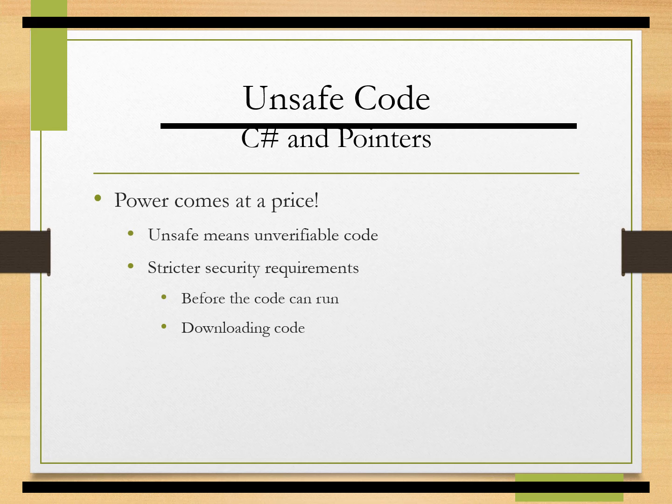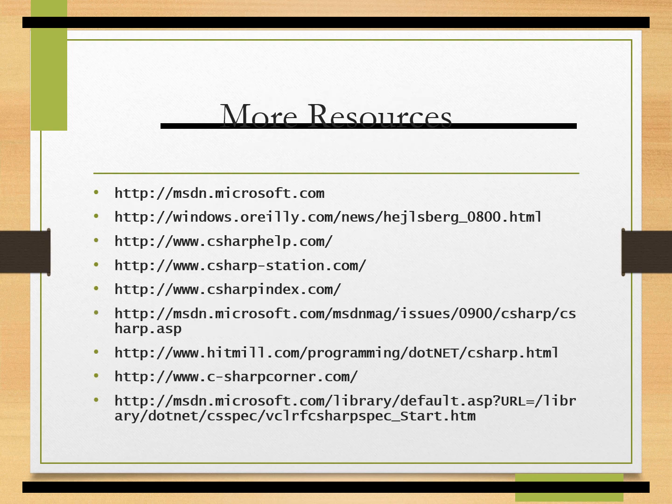If you see unsafe code, C# on the pointers. Power comes at a price. Unsafe means unverifiable code. The structure requires security information before the code can be run, and downloading the code. Unverifiable code requires security permission before the code can be run and downloaded. Just see that reference.